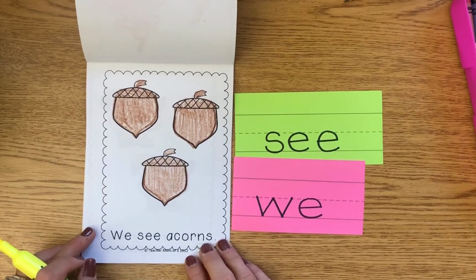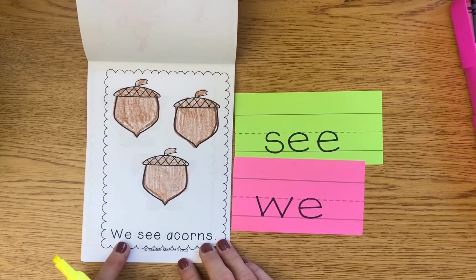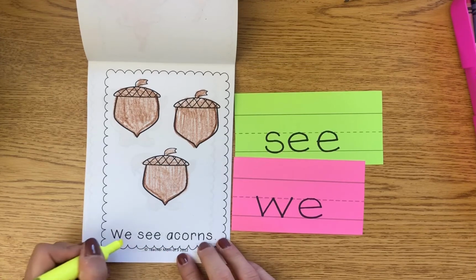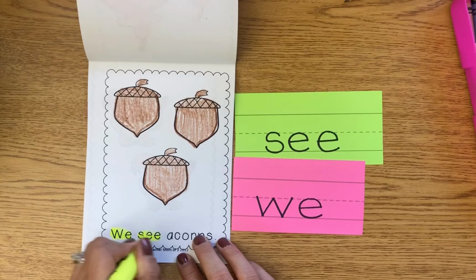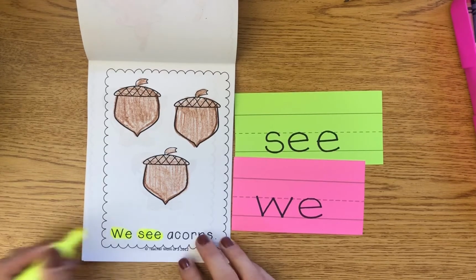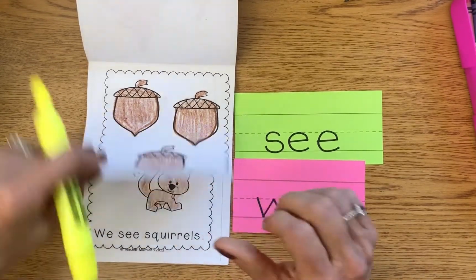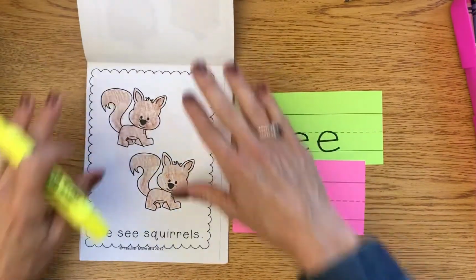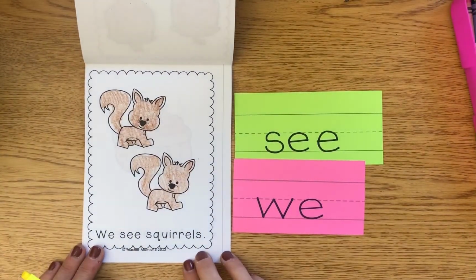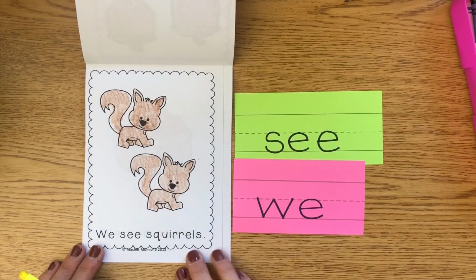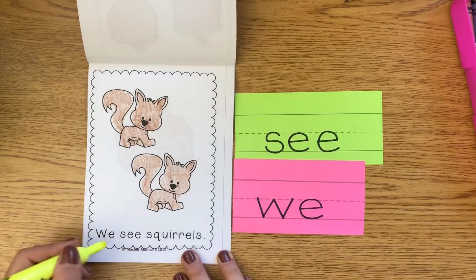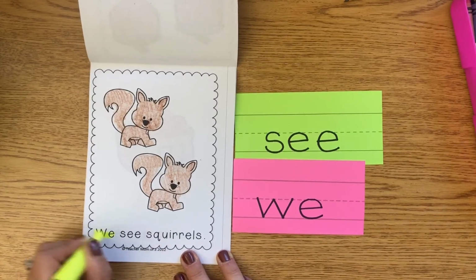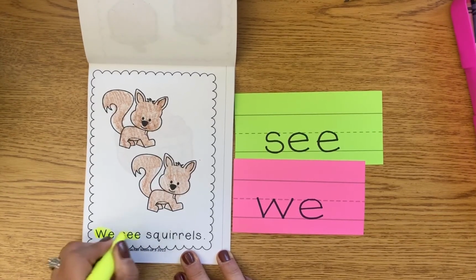Think about what is that? We see acorns. We and see. Look at the picture. Okay, do you know what you're looking at? Here we go. We see squirrels.